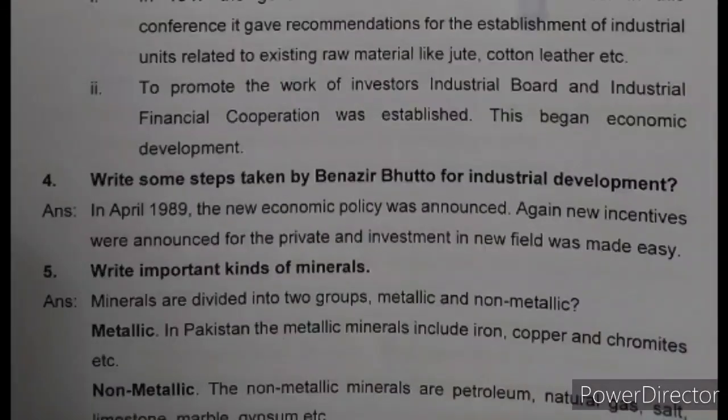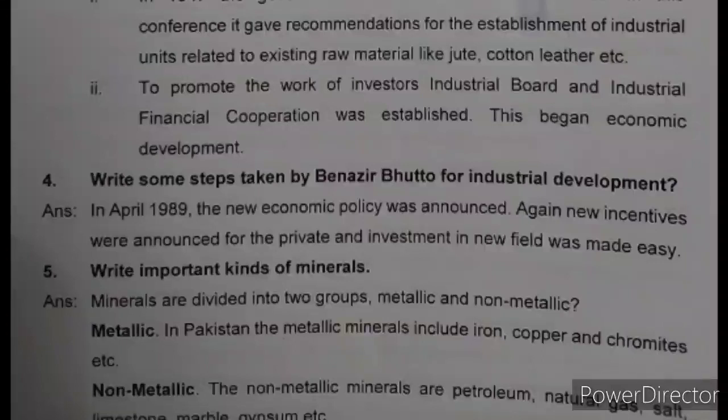Question number 4. Write some steps taken by Benazir Bhutto for industrial development. In April 1989, the new economic policies were announced. Again, new incentives were announced for the private sector. Setting up of new industries was made easier, and investment in new fields was made easier.